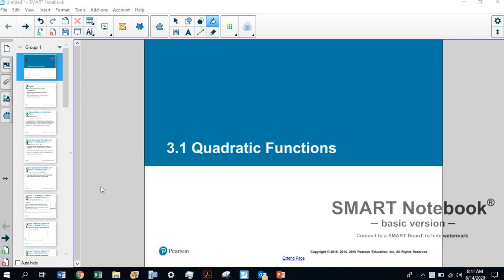Hey there, this is College Algebra. We're into Chapter 3 now. This first section, 3.1, is on quadratic functions. It's a pretty lengthy section, so we're going to get started.